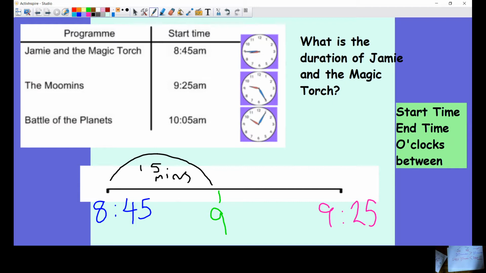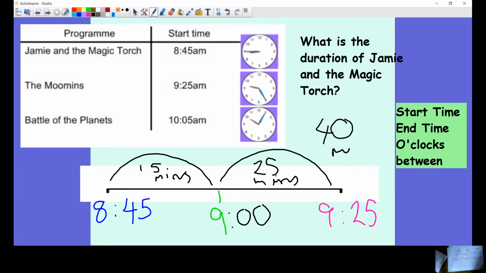Then I need to go from 9. Remember, it's 9:00. No minutes have passed. 9 o'clock to 9:25, oh, that's one jump of 25 minutes. Then I just need to add my 2 jumps together. 25 add 15 is equal to 40 minutes. So Jamie and the Magic Torch is 40 minutes long.